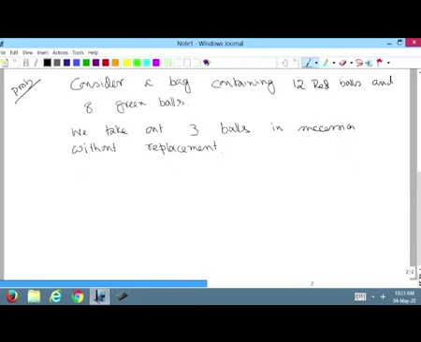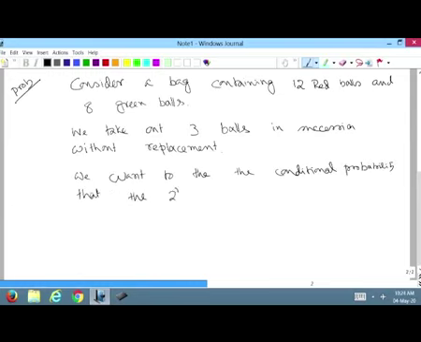And suppose we want to know the conditional probability that the second ball is green, given that the first ball is red. So, how to solve these problems?